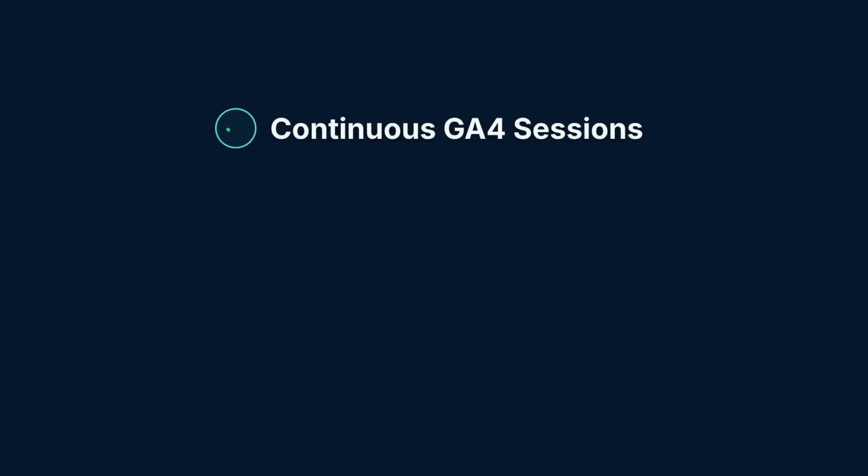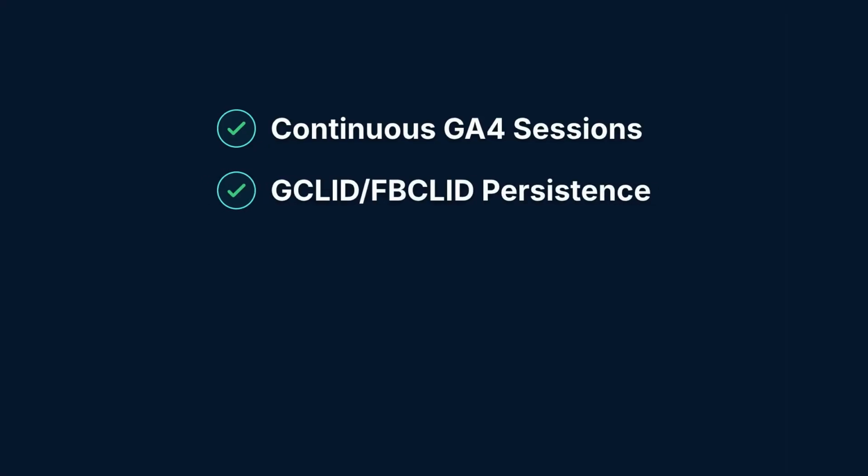A common failure is GCLID being present on the landing page but missing on the booking page. This is the most frequent symptom of an incomplete setup. The fix is almost always one of two things. The cookie domain was not set broadly enough, or you need the URL parameter pass-through method instead. The results: GA4 sessions remain continuous, GCLID and FBCLID survive the transition, and conversions are correctly attributed back to the original ad click.